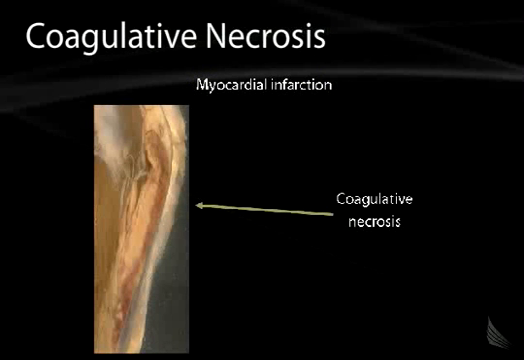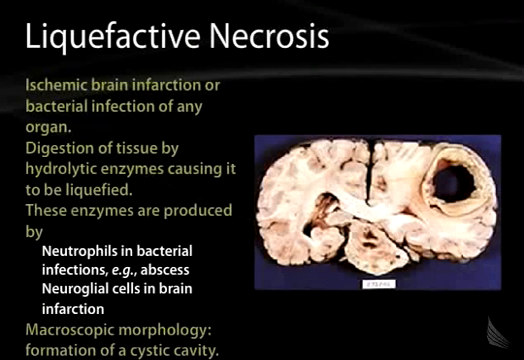So here's a heart which has been affected by myocardial infarction, and you have necrosis of this tissue. So you see this pale tissue in the myocardial wall. That's coagulative necrosis.